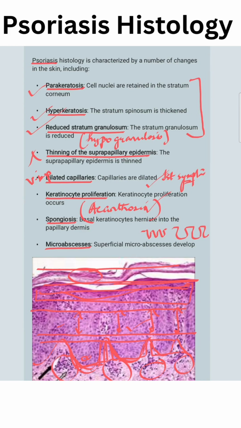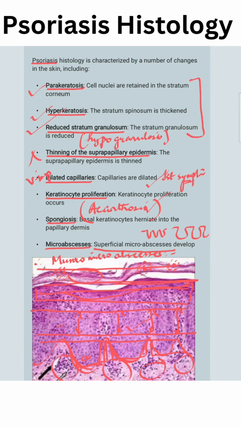And microabscesses. So if you see the collection of neutrophils in stratum corneum, the upper layer, like this. Collection of neutrophils like this. So these are microabscesses, and the terminology we use is Munro's microabscesses. And these are diagnostic of psoriasis.